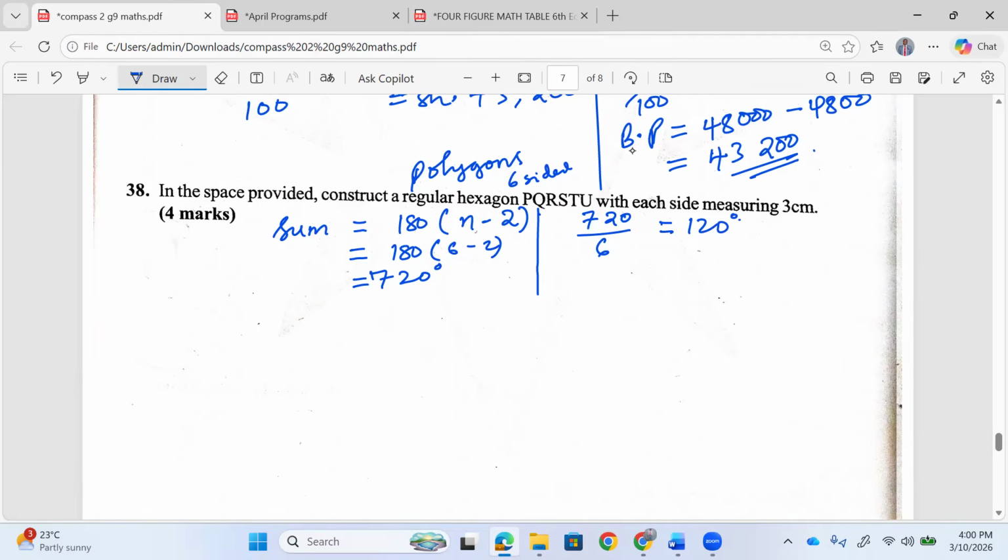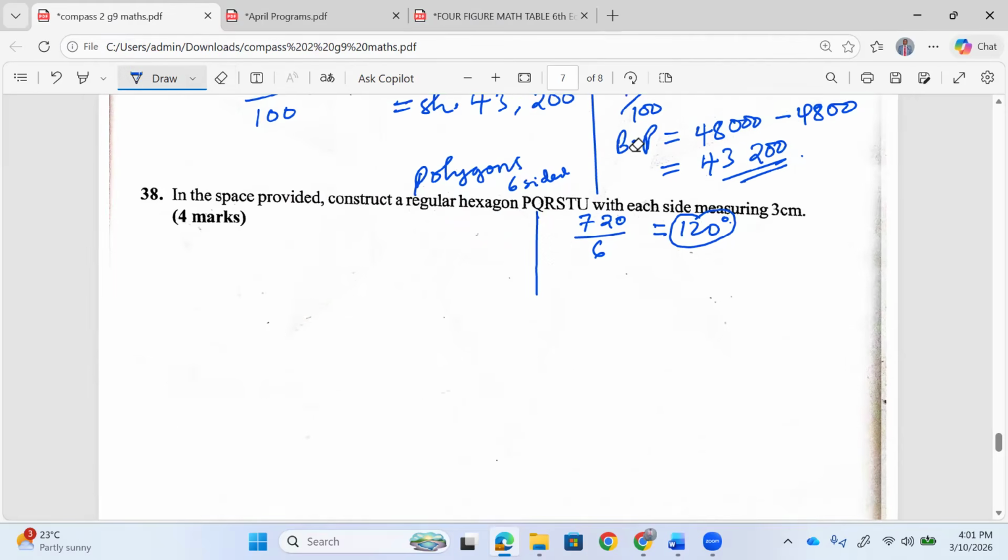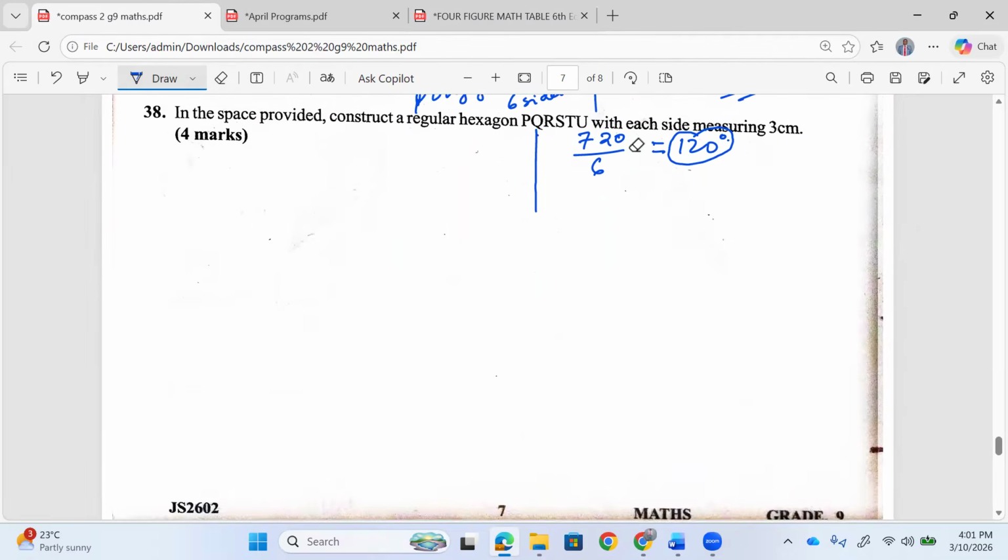Our objective was to get the size of each interior angle, which is 120. Now that we've known that, we can proceed to construct this particular polygon. The first thing that you're supposed to do, I can see the spacing is enough, so you construct the first line.